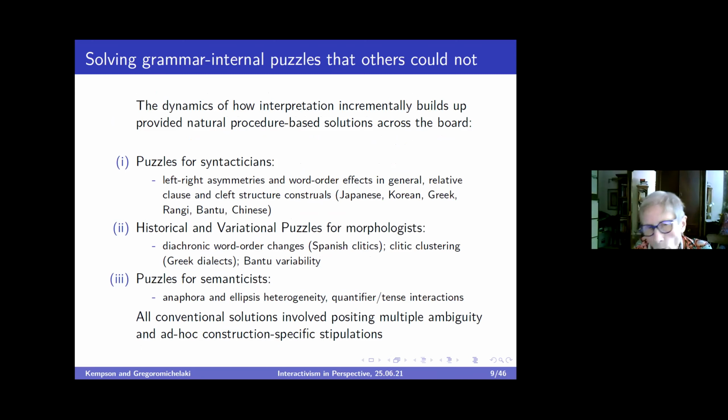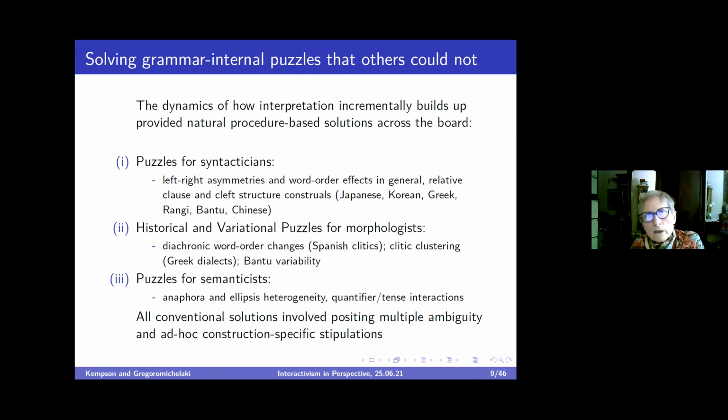I'm not going to give you them all, but you can see there were many word order effects, left-right asymmetries, and so on. There were also puzzles for historical linguists, in particular clitic clustering, these very weak pronouns, which are very stipulatory in individual languages. And there were also puzzles for semanticists. And in all these cases, what had to be presented as the solutions involved positing multiple ambiguity and ad hoc construction-specific stipulations. And in all these cases, we thought we could offer natural solutions.